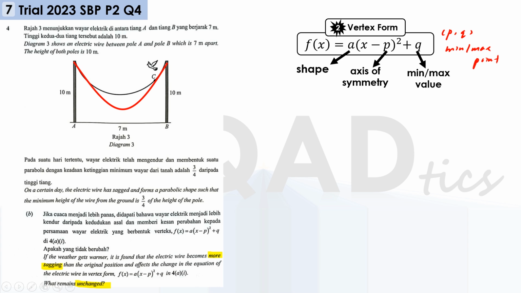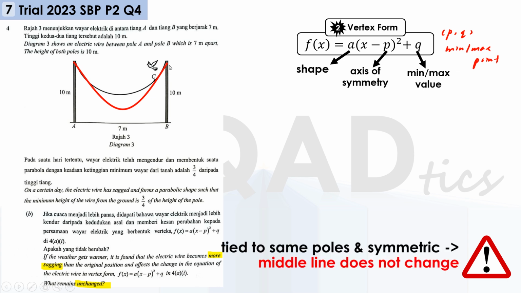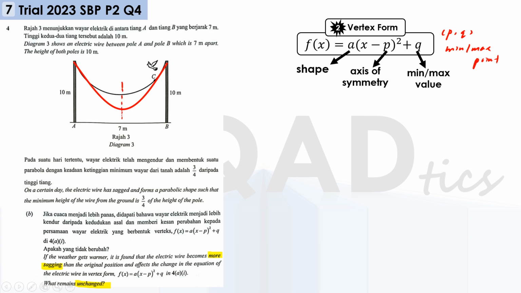And the answer is the axis of symmetry, because in both of these cases, both wires are tied to the same poles, and also the natural shape of the wire is symmetric. So regardless of the weather, it will always be symmetric, so the middle line of the wire will always be the same, which is here, which is why the axis of symmetry is the answer.